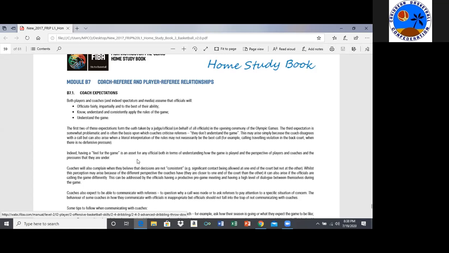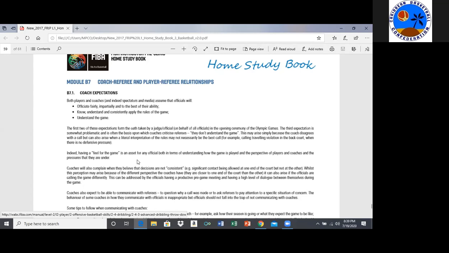The first two of these expectations form the oath taken by a judge or official on behalf of all officials in the opening ceremony of the Olympic Games. The third expectation is somewhat problematic and is often the basis upon which coaches criticize referees. They don't understand the game, they would often say. They don't understand what we do as players, what we go through as coaches.